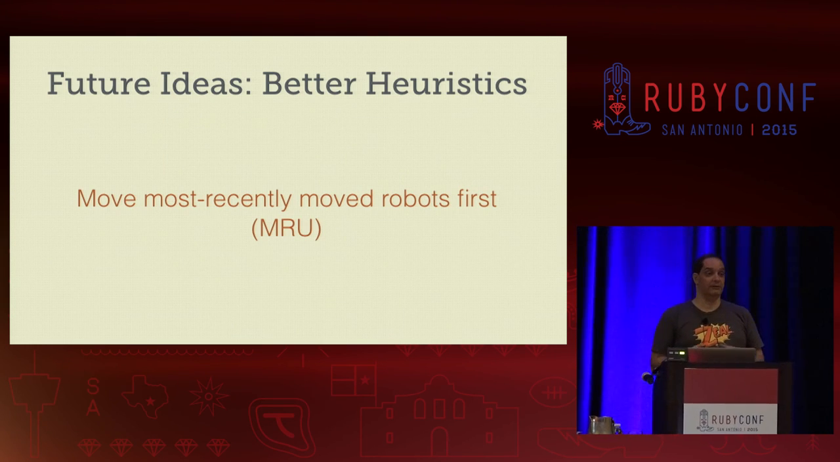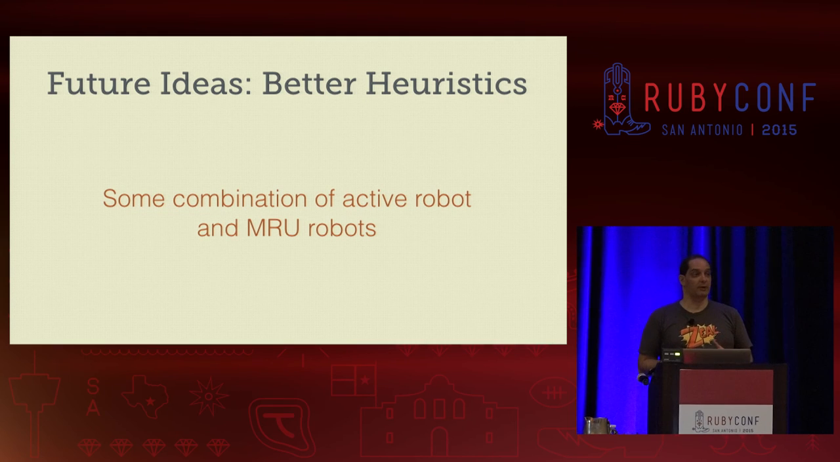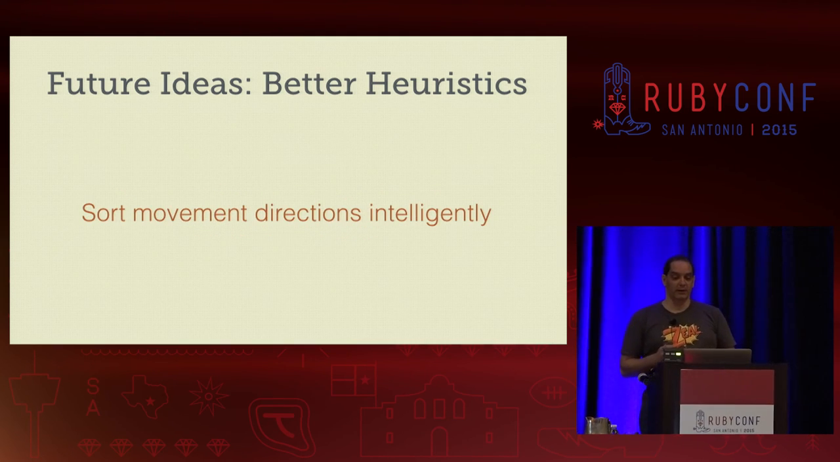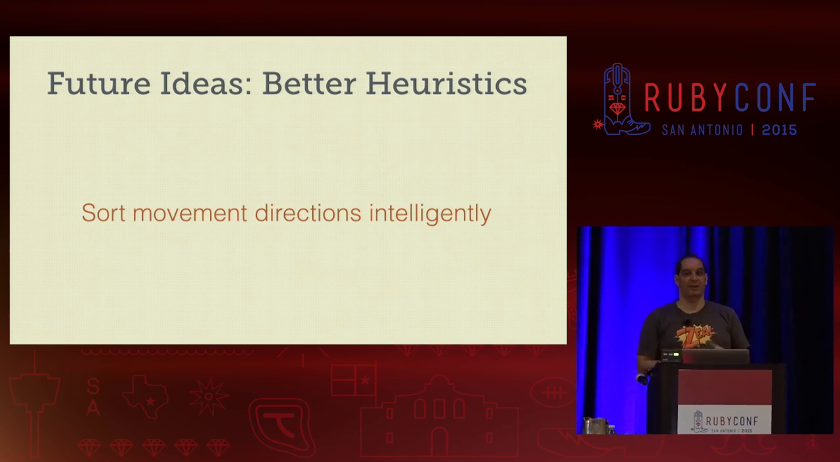Again, I talked about this already. Try moving most recently moved robots first. Some combination of active and most recently moved. Maybe there's a way to choose which direction to try next more intelligently, like maybe choose the direction that would move me closer to the same row or column as the goal cell. But a lot of times you have to kind of go up and around the board to get in, so maybe that wouldn't work. I don't know.